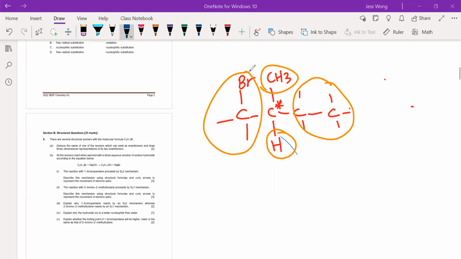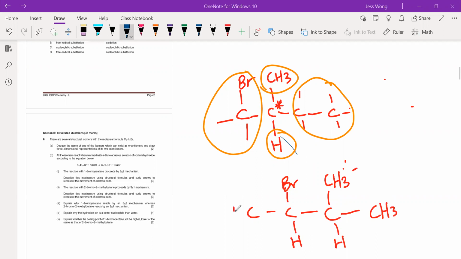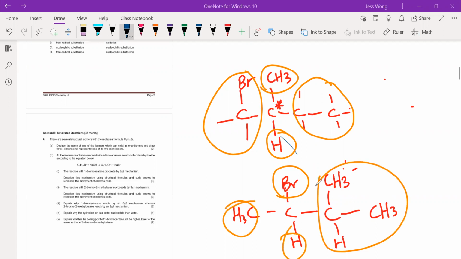Okay, another structure that is a possible answer is 2-bromo-3-methylbutane. Let me sketch it out. 2-bromo, number 2, there's a bromo. Number 3, there's a methyl. So you have something like this. If you look at the structure, again, you have 4 substituents: 1 bromine, 1 CH3, 1 H, and 1 other group. So this is again the chiral carbon.